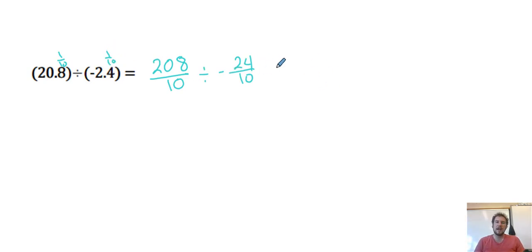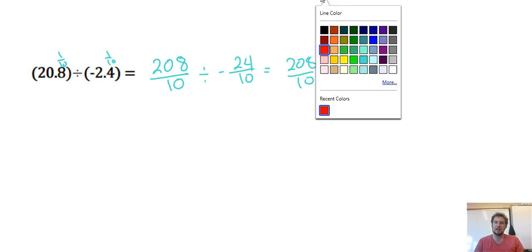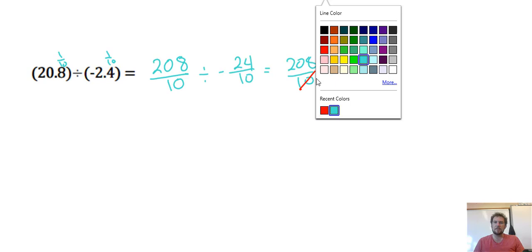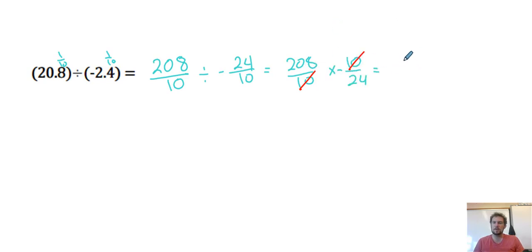Right, so now if I do my keep change flip, I get 208 over 10 times 10 over 24, but we're negative, right? So negative 10 over 24. Then if we do some simplification here, our 10s actually end up canceling, which is kind of nice. This 10 on top and this 10 on bottom, 10 divided by 10 is 1. And then I'm left with 208 over 24. And again, a positive multiplied by negative gives me a negative 208 over 24.